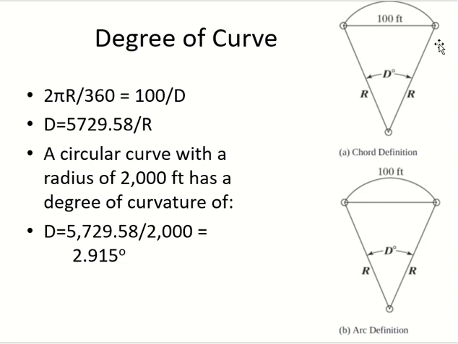Now here you see we have only two parameters. The rest of the things are constant: 100 is constant, 2, pi, 360, all of them are constant. So I can get rid of all these things and have an equation between D and R. D is the degree of the curvature, R is the radius. What is the relationship between them? If I increase D, R will decrease, so they are inversely proportional to each other.